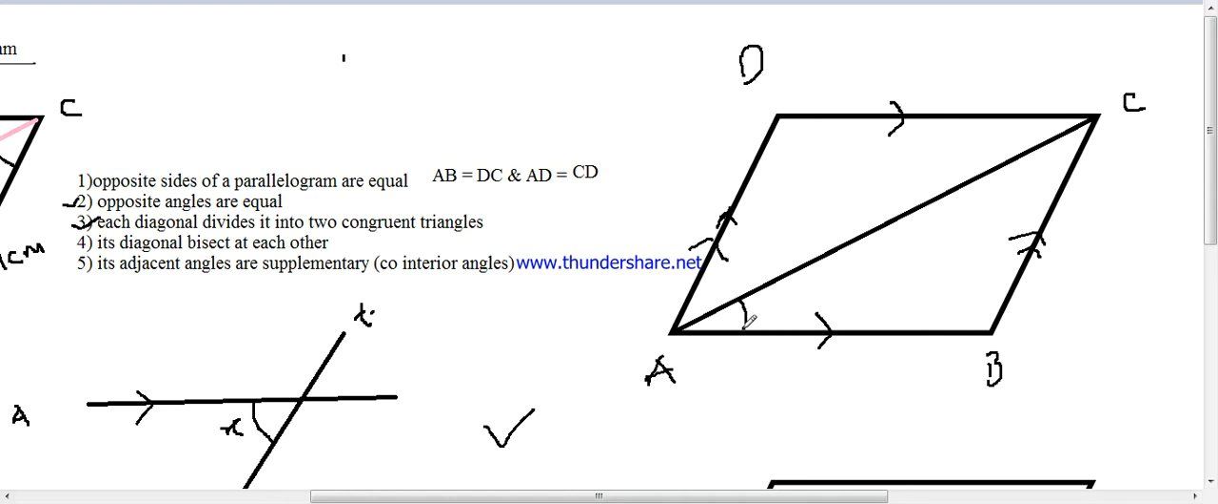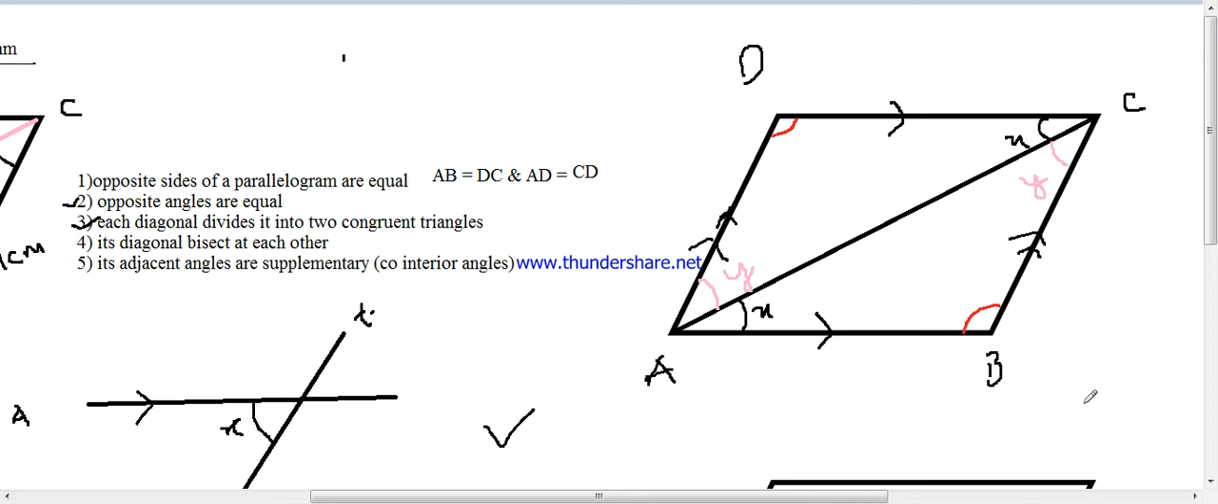If this is x, then this is also x. Just now we understood, because they are interior alternate angles. Same concept applied over here. If this is y, then this is also y. And look at this angle D, opposite angles again. I will not draw a diagonal over here. Opposite, whatever is D, same will be B.